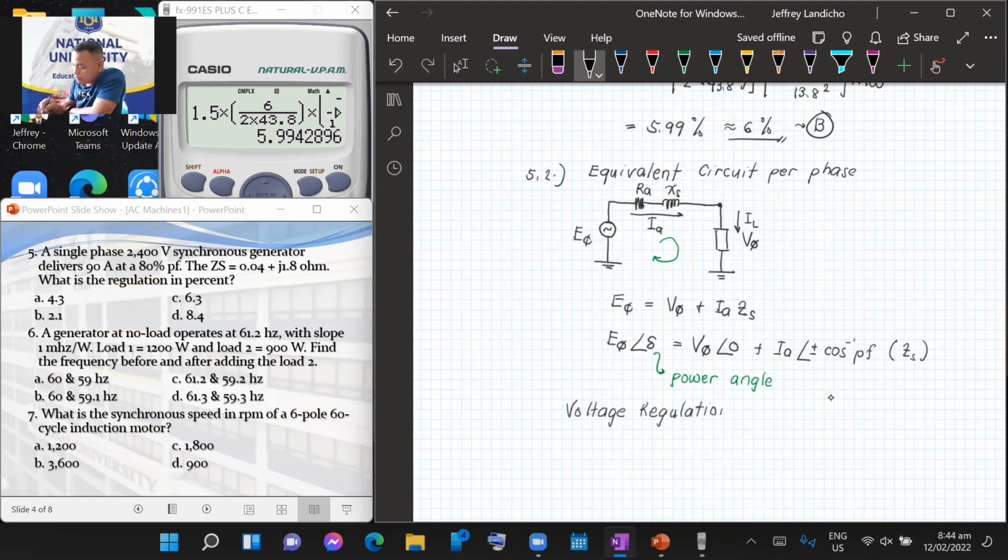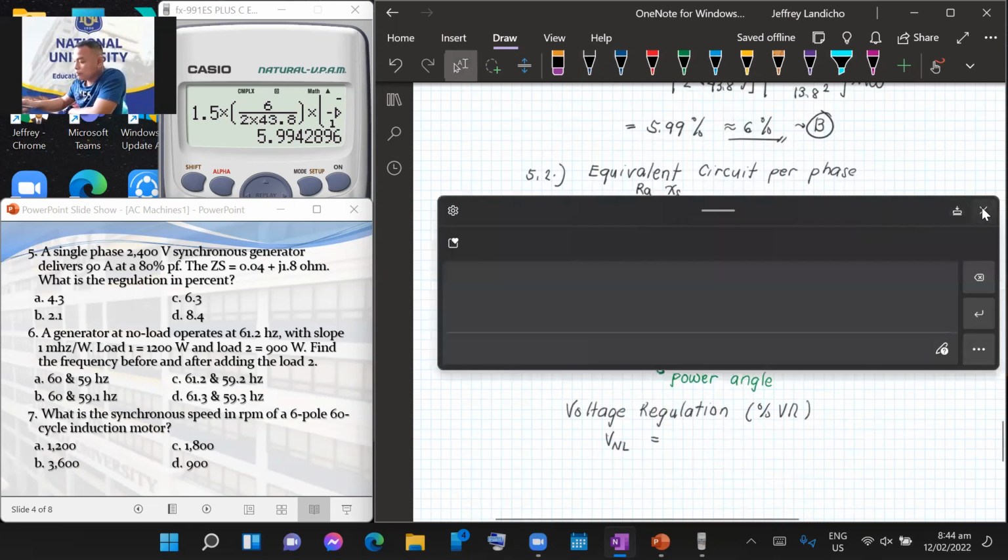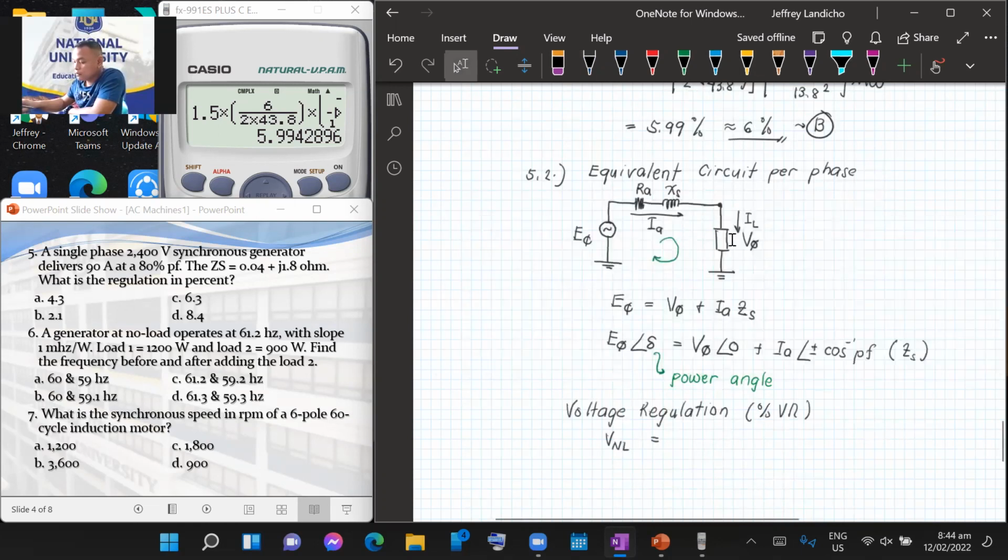So therefore, when we get the voltage regulation, we already know the formula. It is just one, the general formula for voltage regulation: no load minus full load over full load. So the only question there is, who is our no load? When we say no load, we just remove this. Okay? Take note, the voltage regulation should be computed using per phase values. So for no load, we just remove this, disconnect it, and then we measure the voltage.